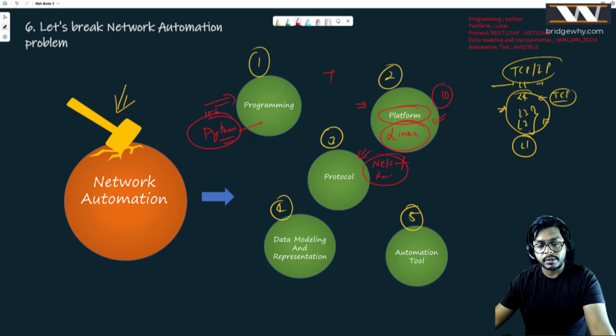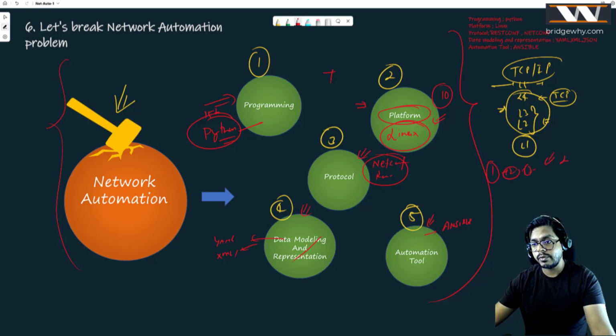Then we are going to talk about data modeling. If you are not sure about data modeling and representation, do not worry about it. I'm just saying that we will be learning YANG and different representation techniques like XML and JSON. For the automation tool, mostly we will be talking about Ansible here. This is the whole agenda. Once we learn these 1, 2, 3, 4, and 5, we are going to combine everything. And believe me, the starting 25 kilometers is done. And it's up to you to go ahead from there.